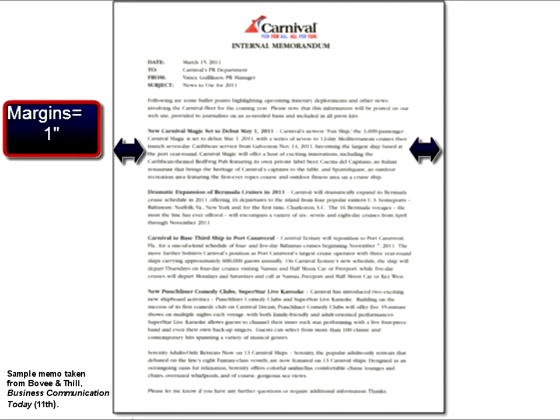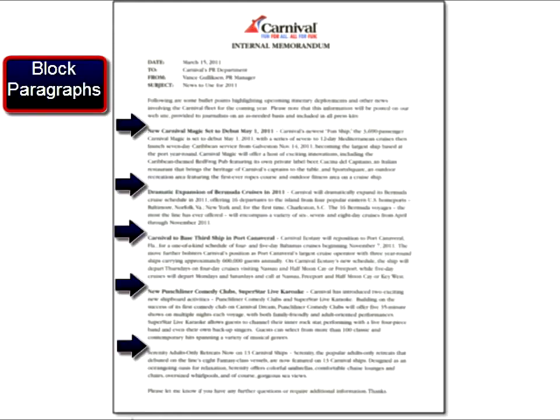First, the margins. There are 1-inch margins left and right. The second thing is the paragraphing. Notice that the memo is written in block paragraph form, which means that the paragraphs are not indented, but they are separated by one blank line.